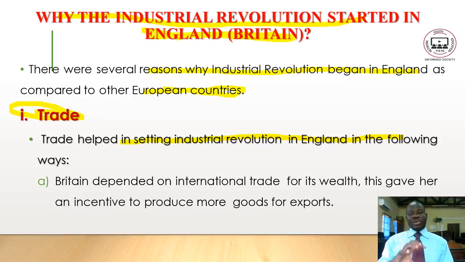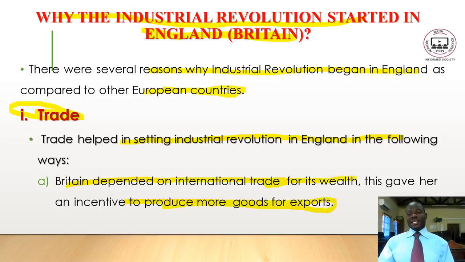Here we are going to explain how trade contributed to the beginning of the Industrial Revolution in England. Number one, Britain depended on international trade for its wealth. This gave an incentive to produce more goods for export.